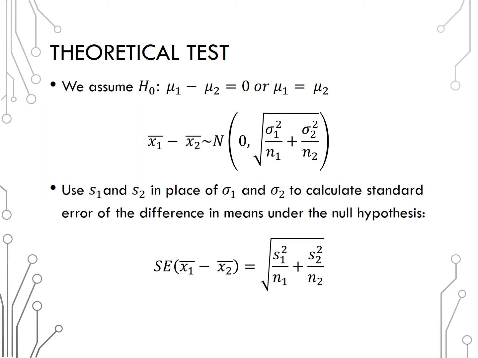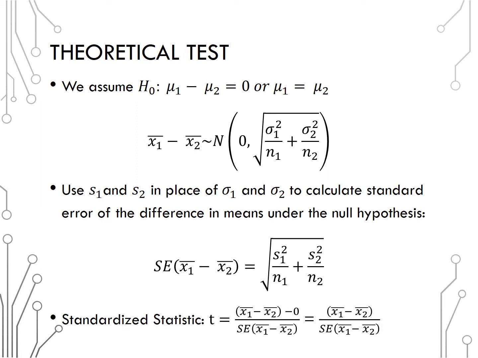Finally, this gives us our theoretical test statistic, or standardized statistic, of t is equal to x bar 1 minus x bar 2, our observed result, minus 0, our null value, divided by that standard error formula that we just walked through.